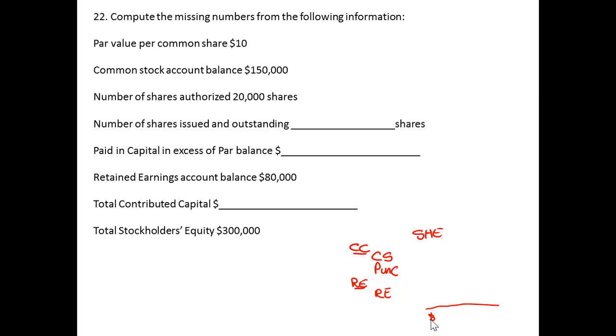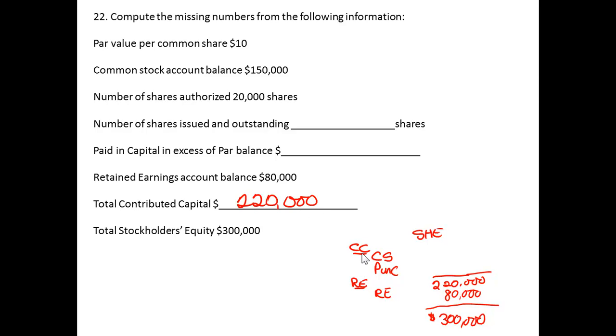So the first thing we see is that total SHE is $300,000. And we can also see that retained earnings is $80,000. So the sum of common stock and paid-in capital, or contributed capital, has to be the difference. So that means that contributed capital is $220,000. So total contributed capital, $220,000.